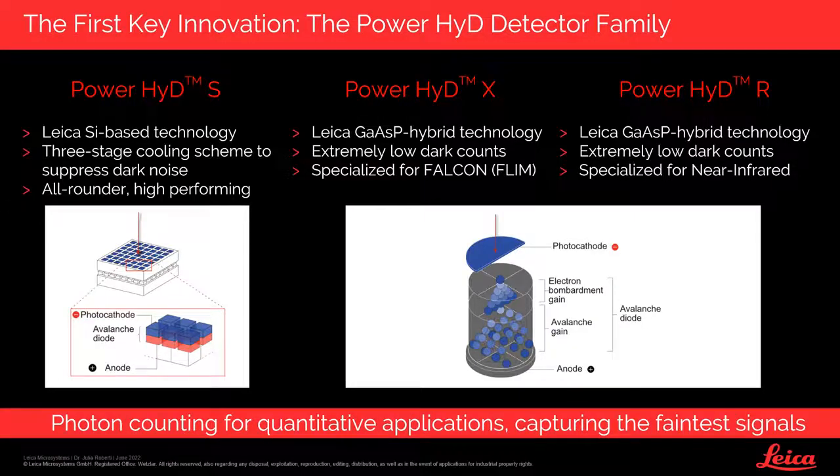The readout for these detectors is fully digital and photon counting based with virtually no dark noise. All the three types of Power HyD detectors, as I mentioned, enable photon counting, that is the mode of measuring signal coming from a sample when one wants to be quantitative.